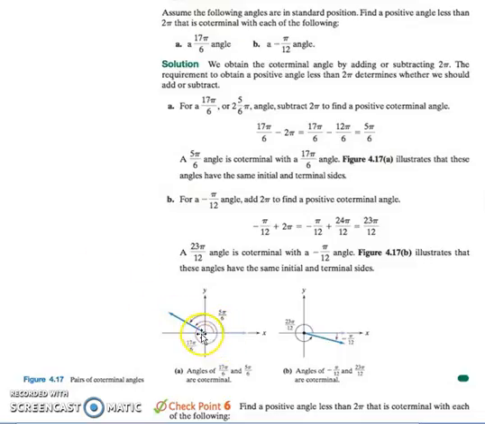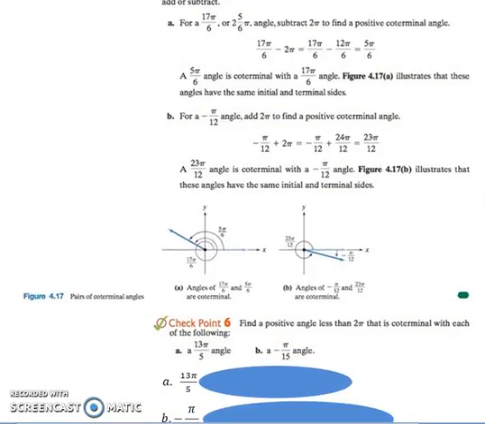So 17 pi over 6 would be 12 pi over 6 plus the 5 pi over 6, and they would land in the same place, both of them having their initial side on the x-axis and their terminal side would be in the same spot, hence the term coterminal. And then negative pi over 12 is the same as going all the way around 23 pi over 12. And so those two angles would land in the same spot.